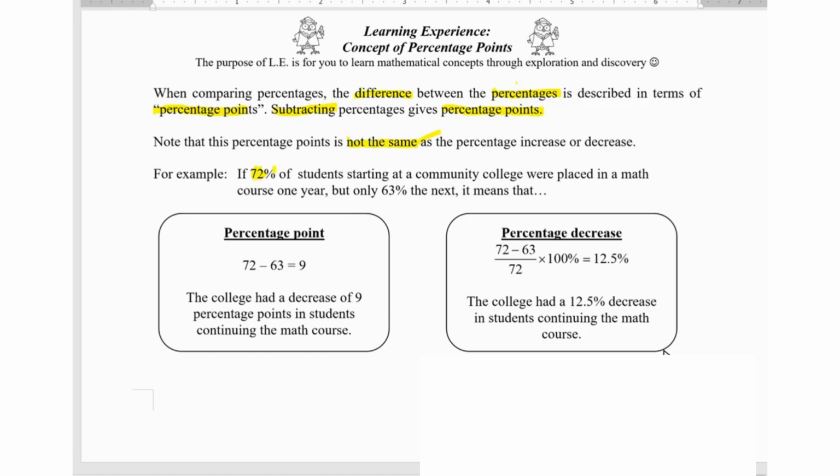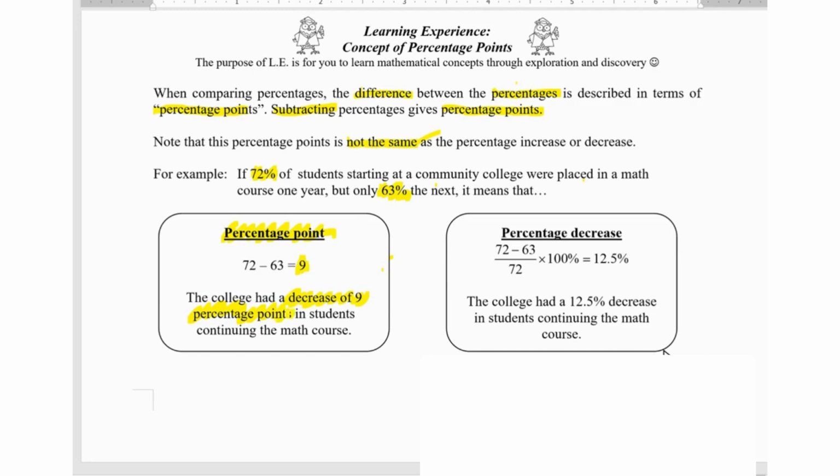Alright, let's look at an example. If 72% of students starting at a community college were placed in a math course one year, but only 63% in the following year, it means that, if we were to look at the percentage point, we can just use 72 minus 63, which gives us 9. And what does this 9 mean? The college had a decrease of 9 percentage points in students continuing the math course.